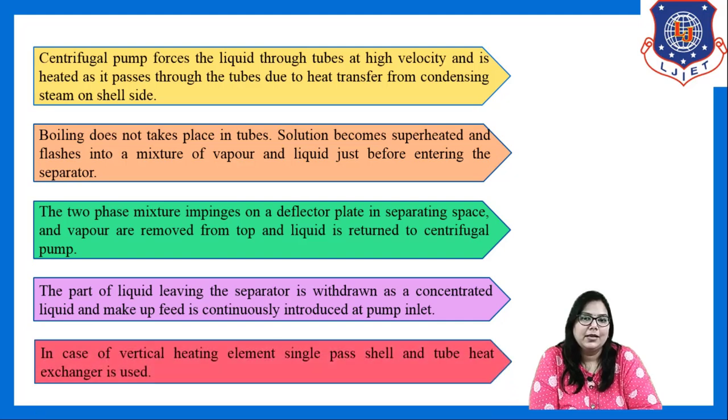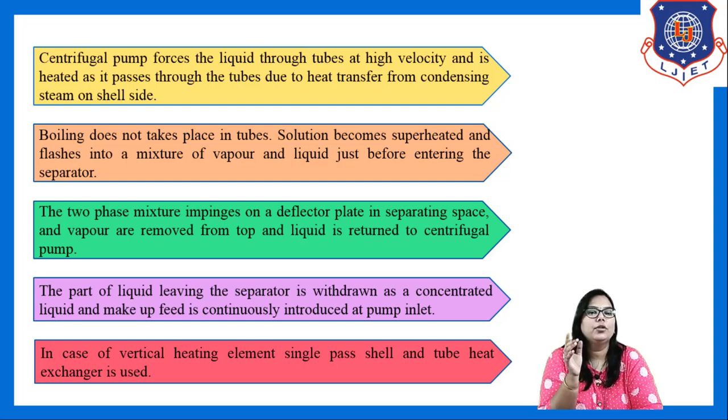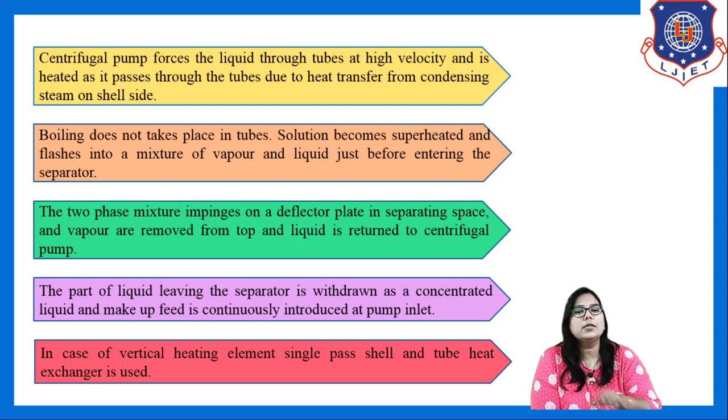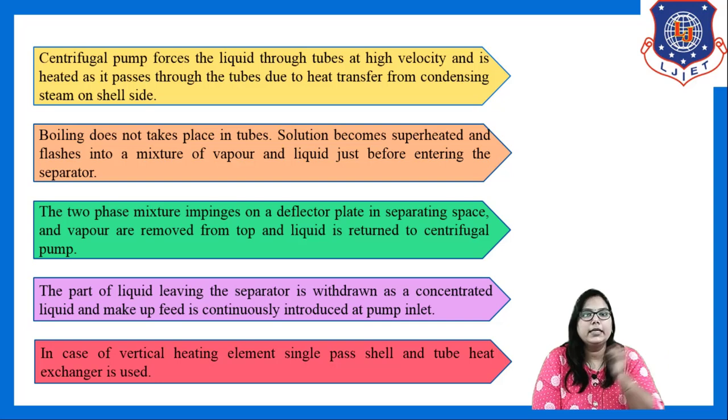Right? In case of a vertical heating element, a single pass shell and tube heat exchanger is used. If you remember, in the horizontal heating element, we mentioned a 1-2 shell and tube heat exchanger, while in the vertical tube heating element, we are using a single pass shell and tube heat exchanger. Right? So this is about the forced circulation evaporator with external horizontal heating element and external vertical heating element.